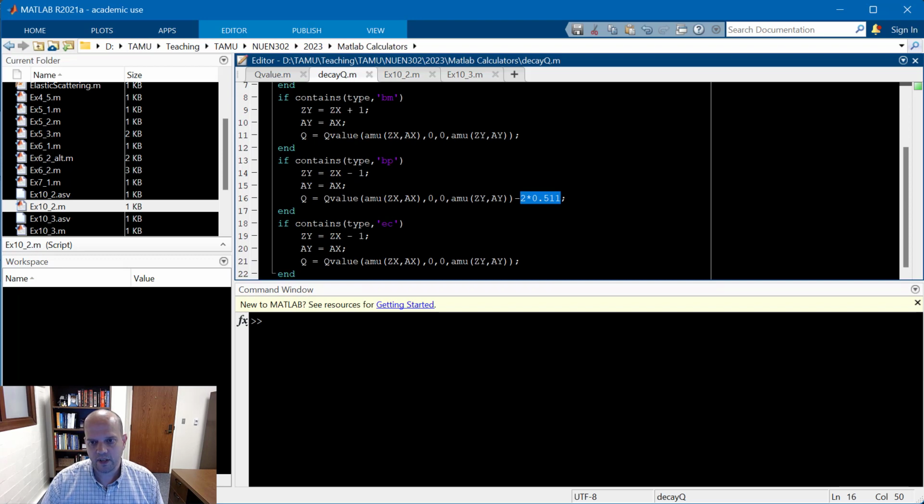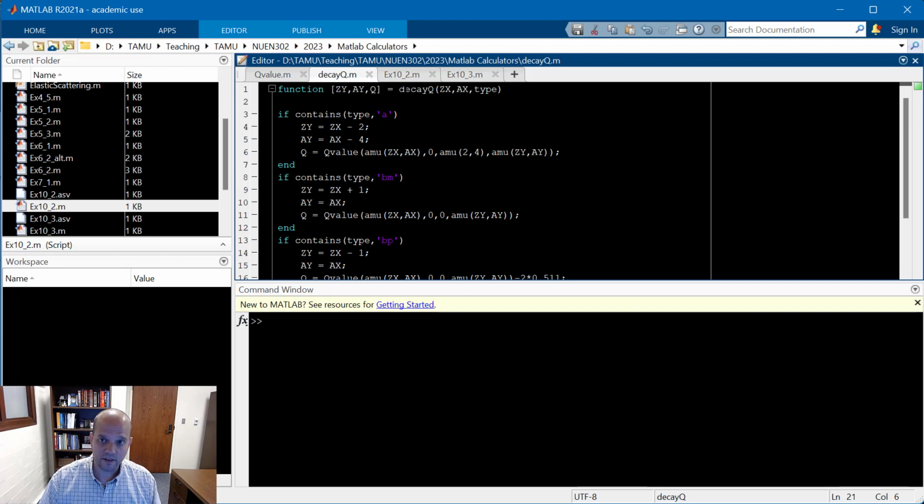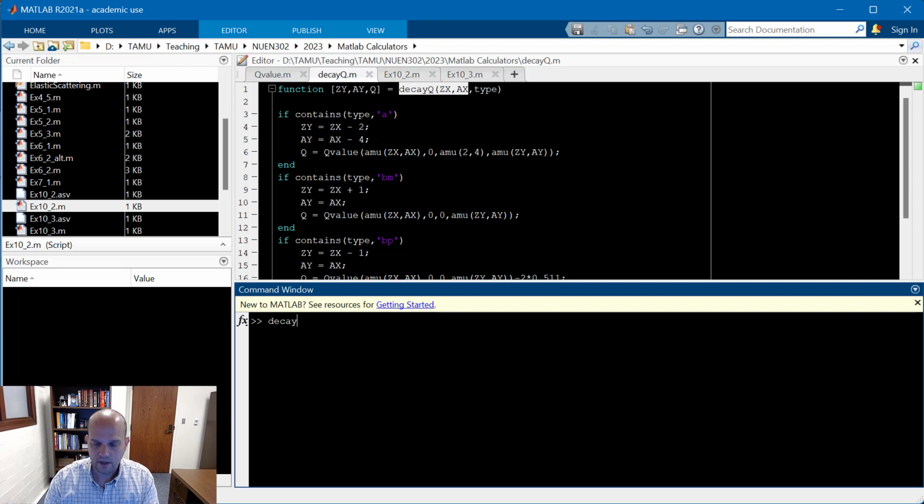And then finally, electron capture does the same as beta plus. I lose a proton to a neutron, my number of nucleons stays the same, and I don't have to worry about these extra 2 electron masses here. And so I get my Q value there. And so literally all I have to do is, because I don't need to tell the function what the daughter is, I just need to tell the function what the parent is and what type of decay it goes through. And because I know the type of decay, now I know what the daughter would be. And so I can use this function here.